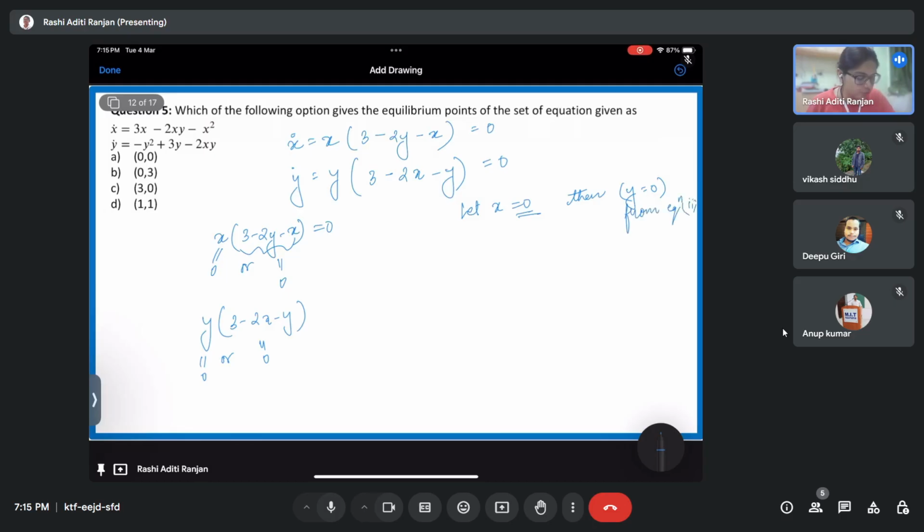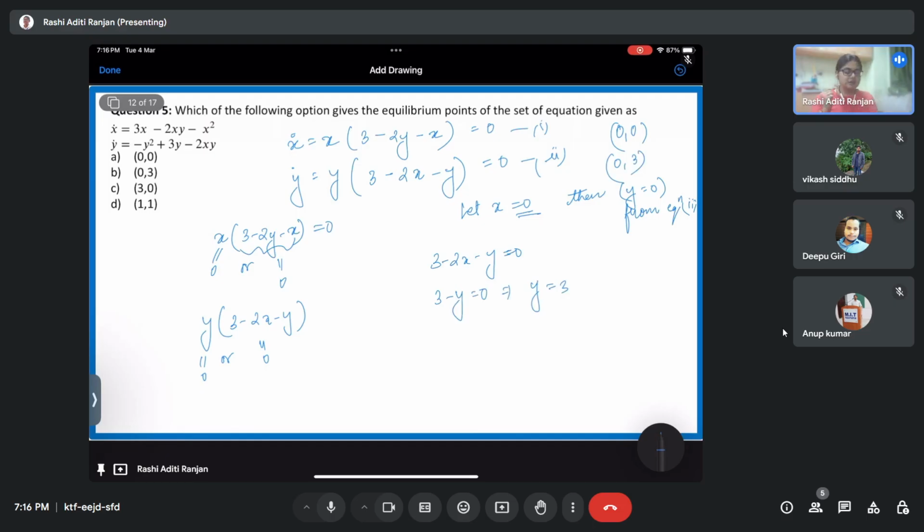From equation 2, let us consider 1, 2. So my first equilibrium point is going to be (0, 0). The second equilibrium point comes when I consider x = 0, but now I consider 3 minus 2x minus y equals 0. Since I already know x is equal to 0, I'll just have 3 minus y equals 0, which will give me y equals 3.